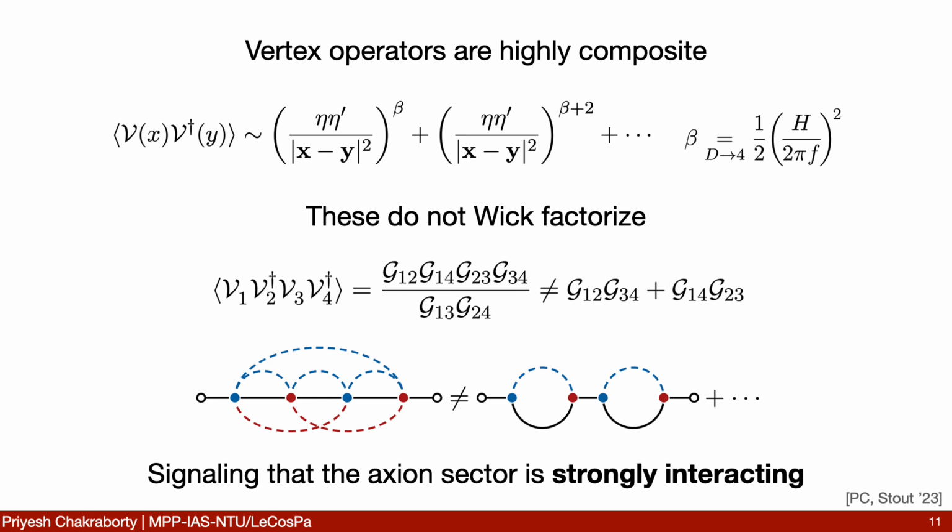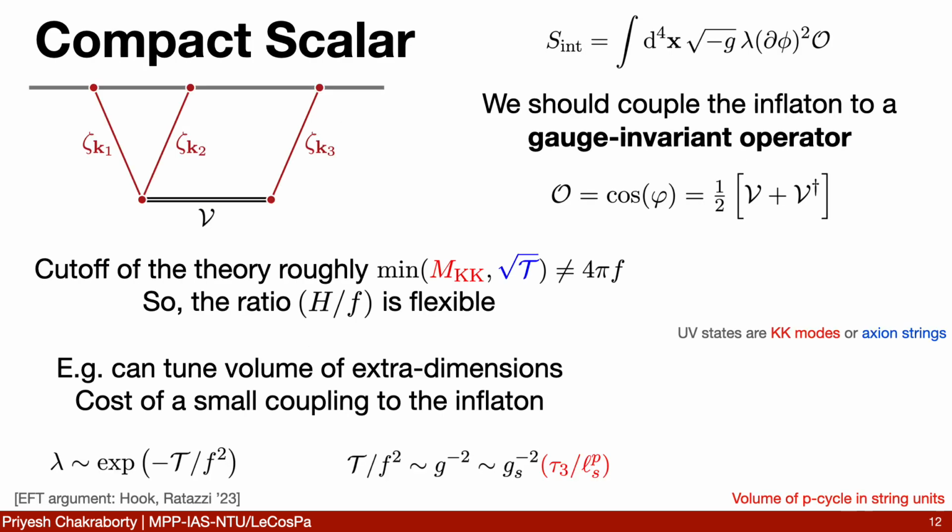Another manifestation is that these operators don't Wick factorize the way free fields do, which again suggests that the fact that we are forced to work with these operators means that the axion sector is strongly coupled. Now we've established that the operator I should really think about exchanging is one of these vertex operators.